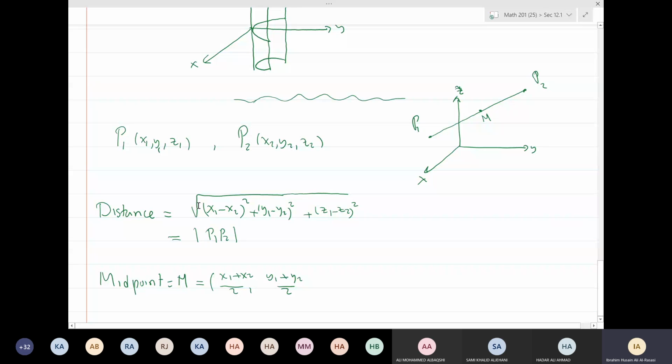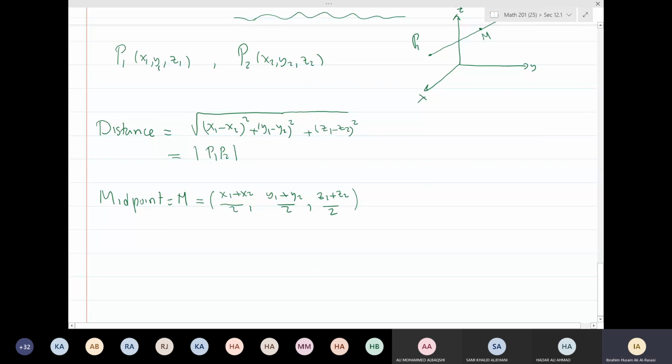Now in space, if you have a Z component, we just generalize it. You add also the Z component, Z1 plus Z2 over 2. This is how to find the coordinates of the midpoint. Generalization of what we have from orientation.